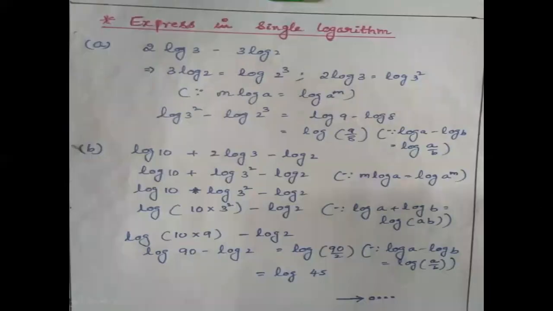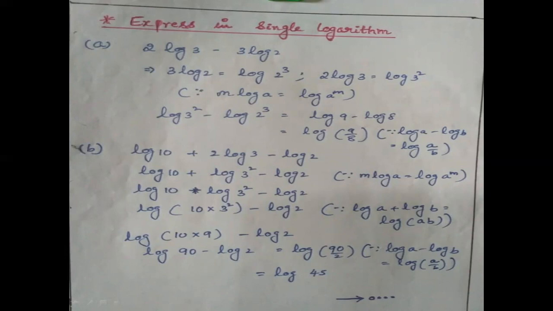Now, the next model which we are going to learn here is expressing in a single logarithm. The question given here is 2 log 3 minus 3 log 2. You have to express this as a single logarithm. Let us see how the solution is given here. 3 log 2, we can write as log 2 cube by using the law m log a is equal to log a power m. Similarly, 2 log 3, we can write as log 3 square by using the same law of logarithm.